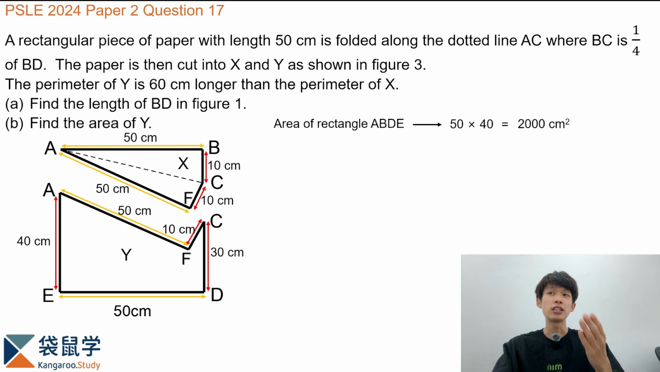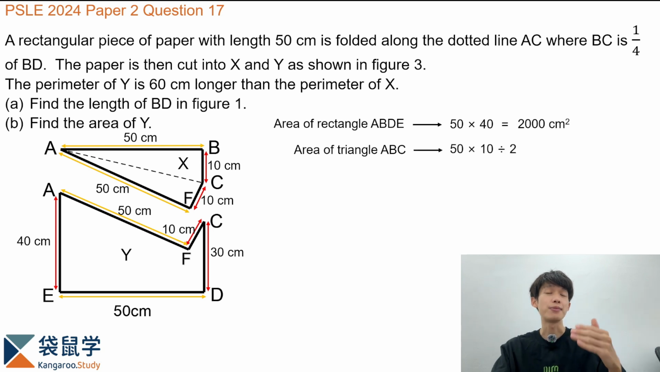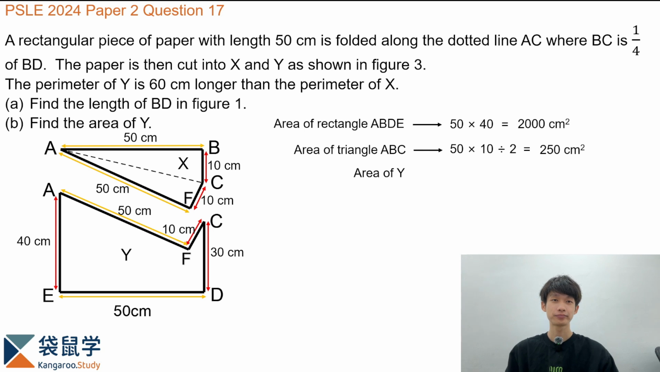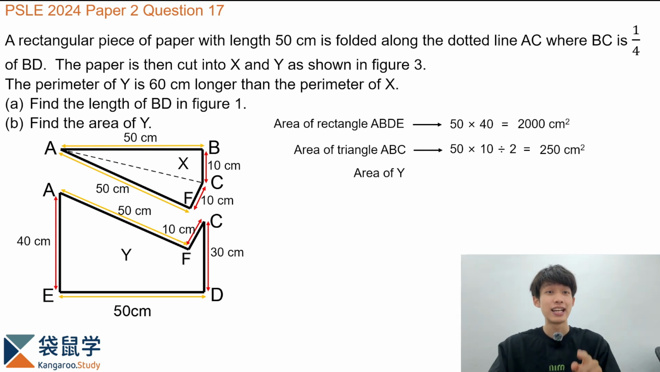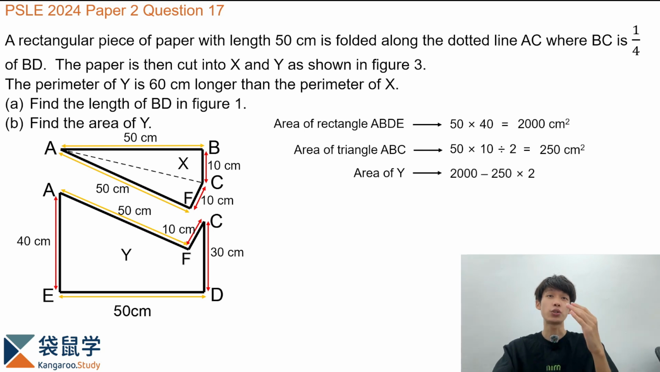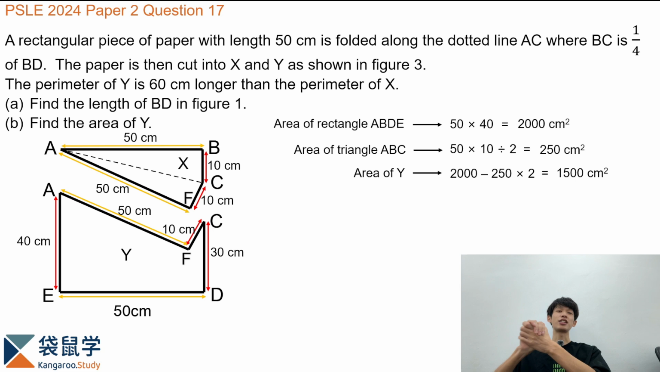How about the triangle ABC? The area of triangle ABC is 50 times 10 divided by 2, which gives us 250 centimeters squared. And now, how can we find the area of Y? The area of Y will be the total area minus how many triangles? 2 triangles, very good. So in that case, 2000 minus 250 times 2 gives us 1500 centimeters squared. Now we have already solved this question.